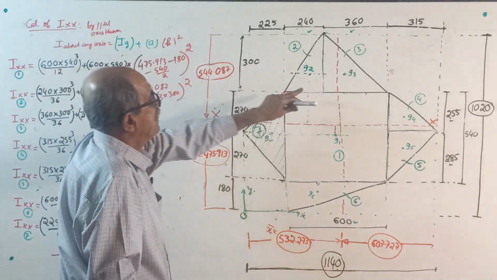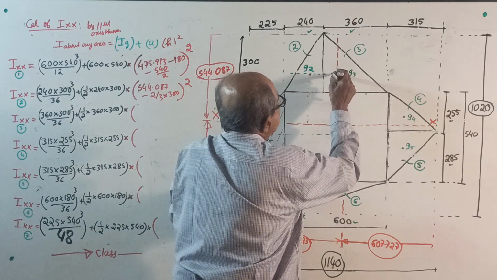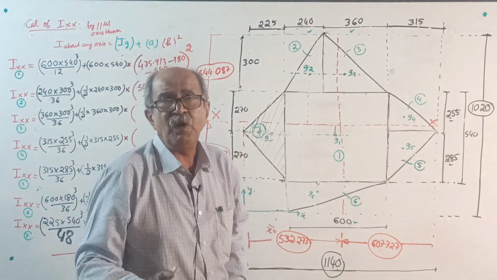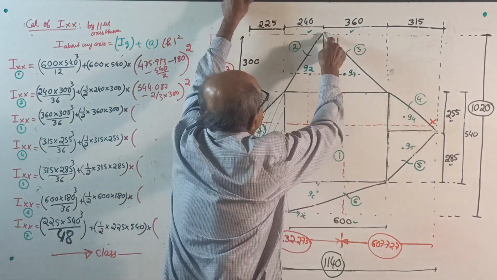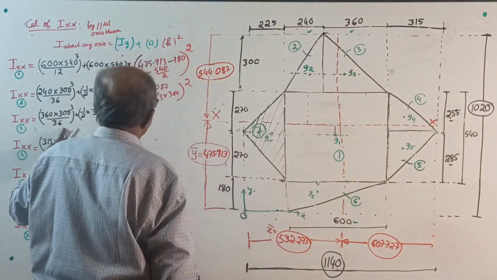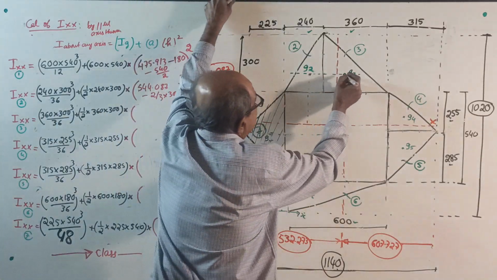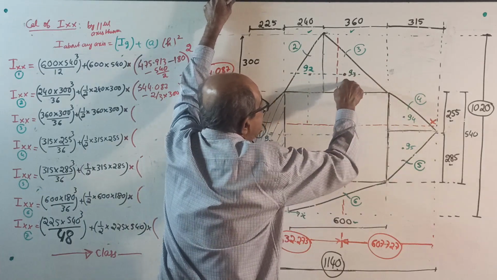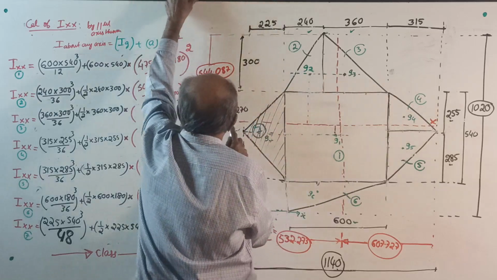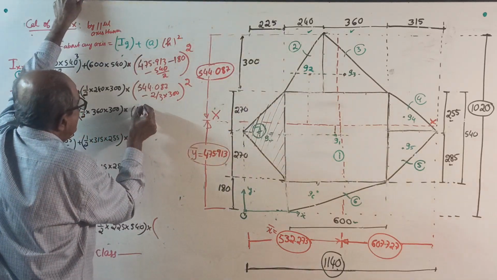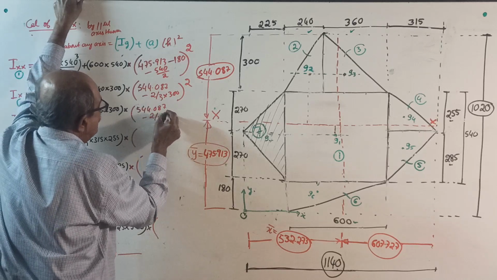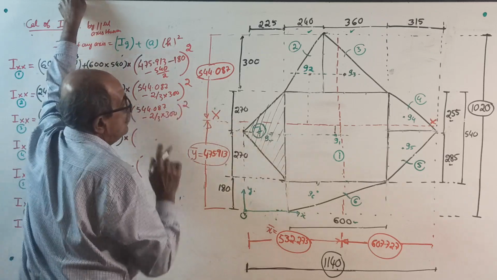Okay, over. Come here. I about its own centroidal axis, which means parallel to the required axis. For this triangle, 360 into 300 cube by 36 plus area into the distance square. That distance is the same as this distance, 544.087, because both have the same height, minus 2 by 3 of 300, whole square.